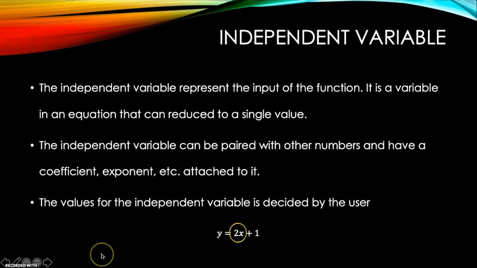And the independent variable in functions is going to be mostly denoted by x, as you can see here. X in this case is the independent variable. And the independent variable can be paired with any numbers or coefficients. It can have any coefficient or exponent, etc. applied to it. And that's important because the rules for the dependent variables are different. And the values of the independent variable are decided by the user. It's an input that the user gives the variable, and that will determine the output.